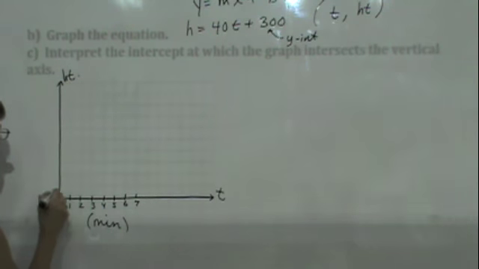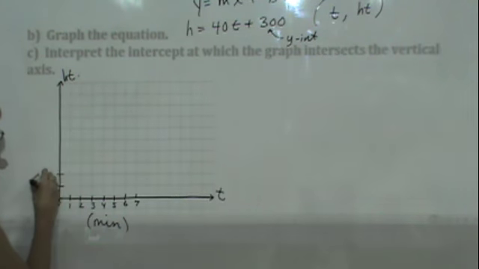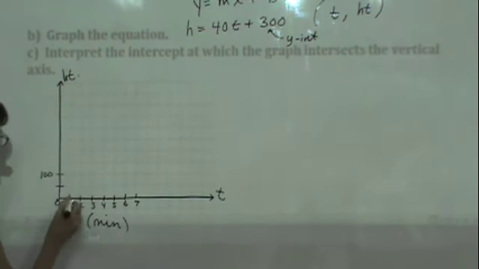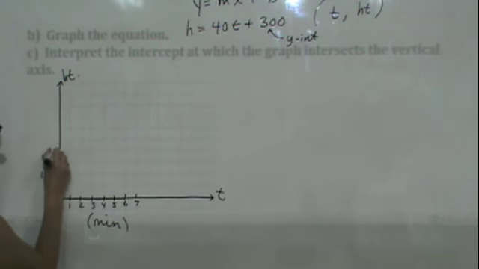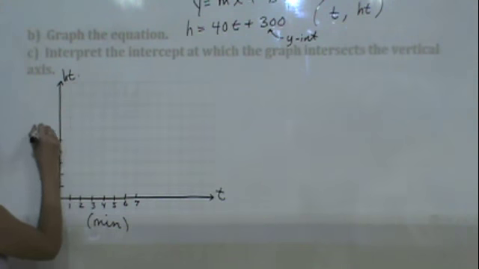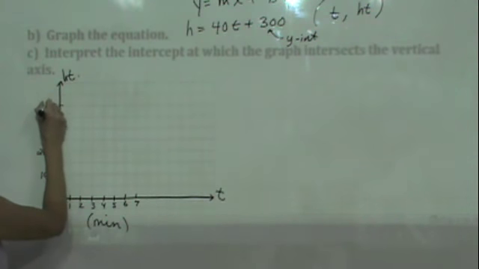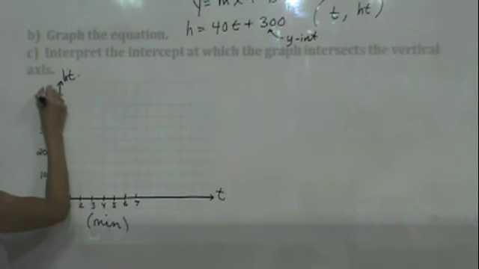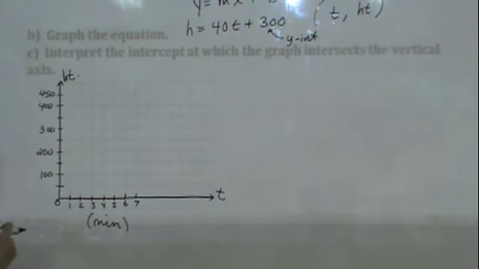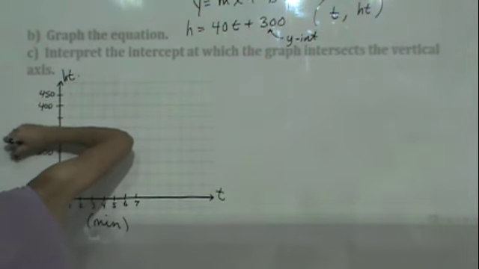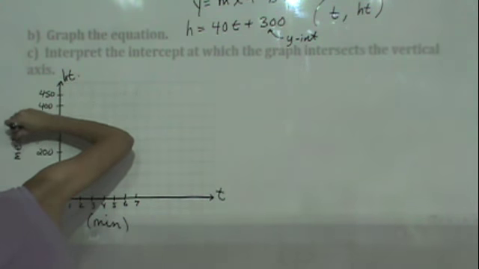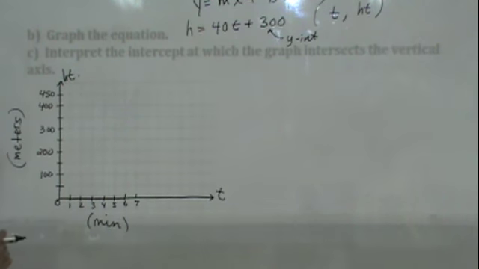All right, so I think we can do, let's see, 100, 200, 300. Yep, that'll work. So we're going to say our 100s here, and then this is 50, 100, 150, 200, 250, 300, 350, 400, and then we'll put up 450 here, just so we can see it. And this is in meters. Normally we write it like this, so this is in meters. Don't forget your labels, please.